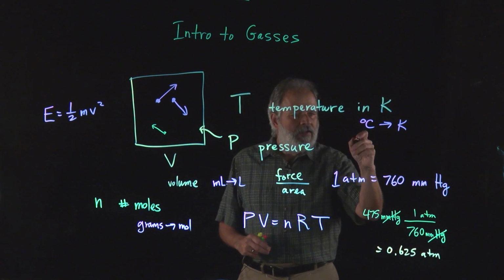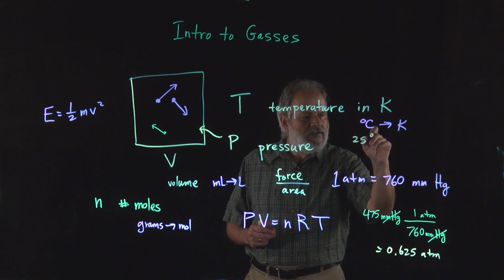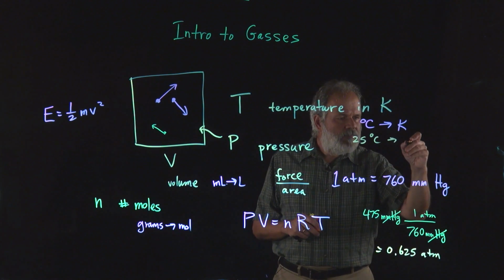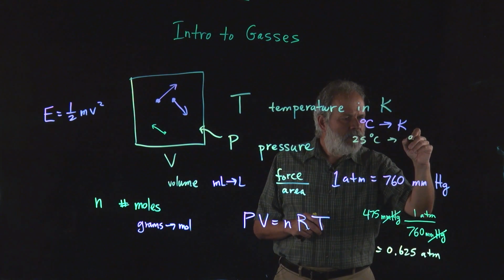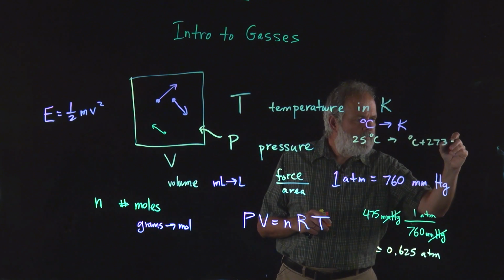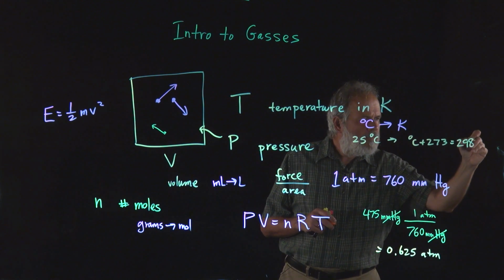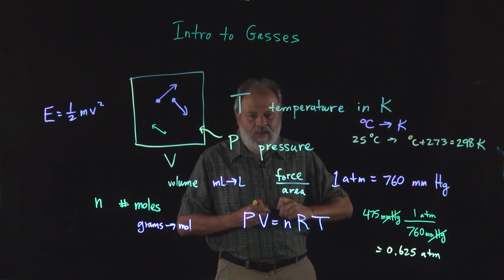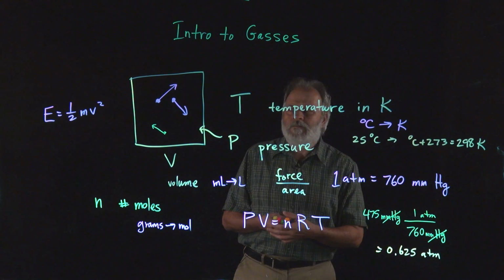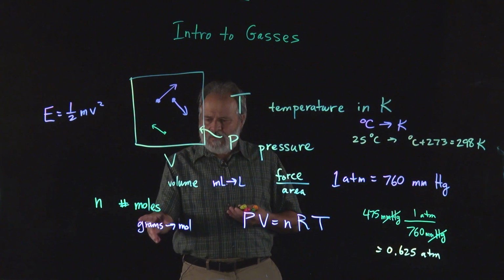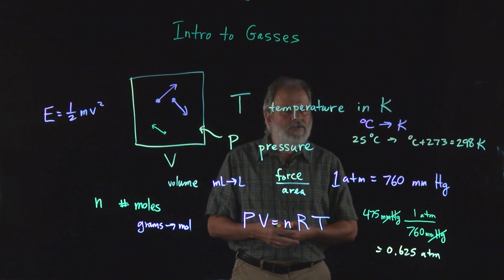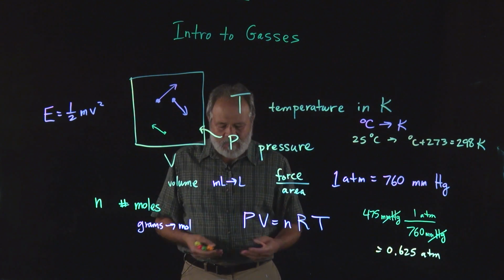For example, you should be able to convert 25 degrees C by adding 273, and that would be 298 Kelvin. It's just a good number to know: room temperature in Kelvin is 298. All right, and gram to mole conversions we did in the previous chapter, and milliliters to liters you should be able to do as well. All right, so that's it for the intro to gases.